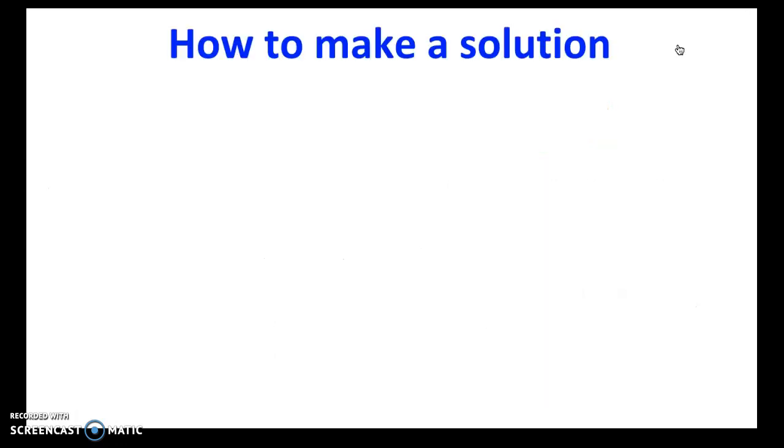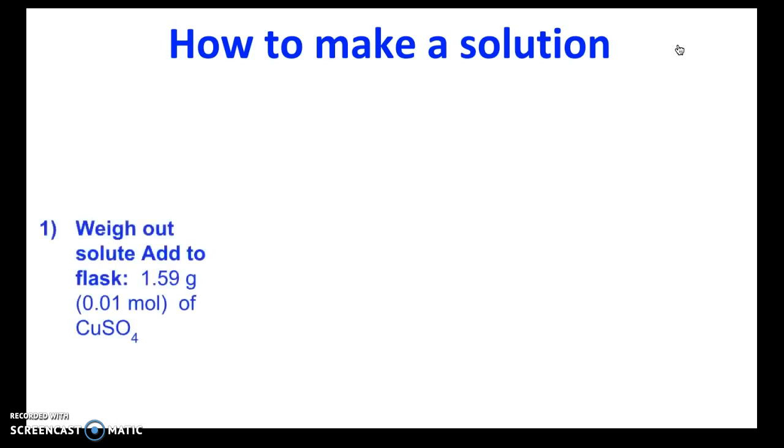Before we begin, it's going to be helpful for us to just review how we make a solution. So when making a solution, the first thing you typically do is weigh out your solute. Let's say our solute is copper sulfate, and we weigh out 1.5 grams of copper sulfate.